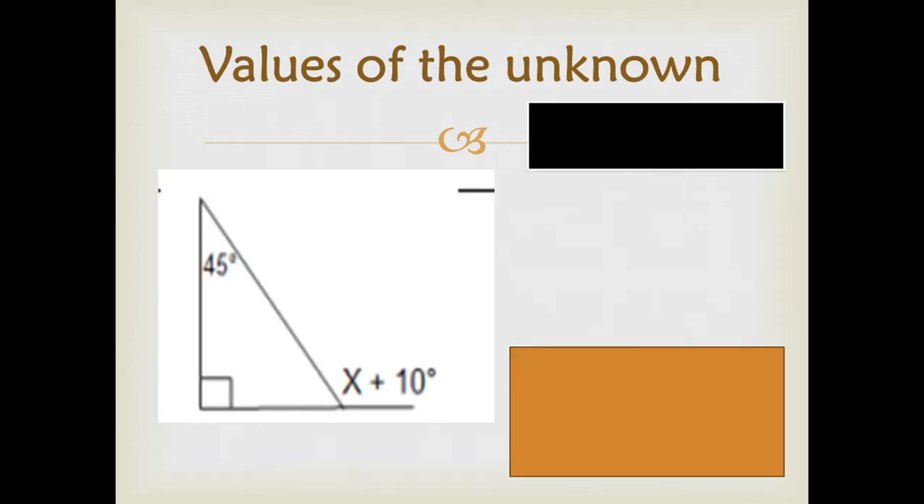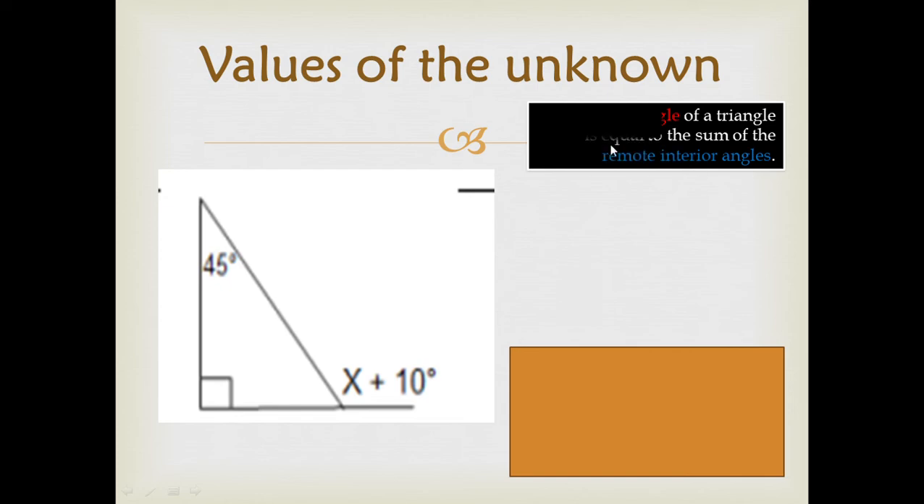Okay. Let us now find the values of the unknown. So I have here the illustration in which this angle measures 45 degrees. This angle measures 90 degrees because of this square. It denotes a right angle. And our expression for the exterior angle is x plus 10 degrees.